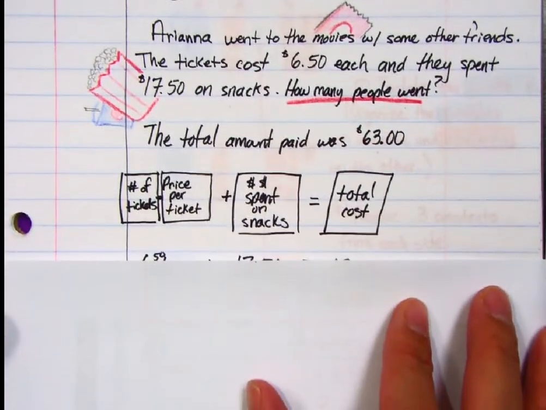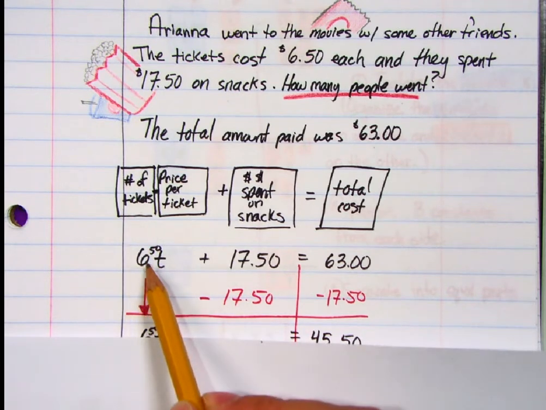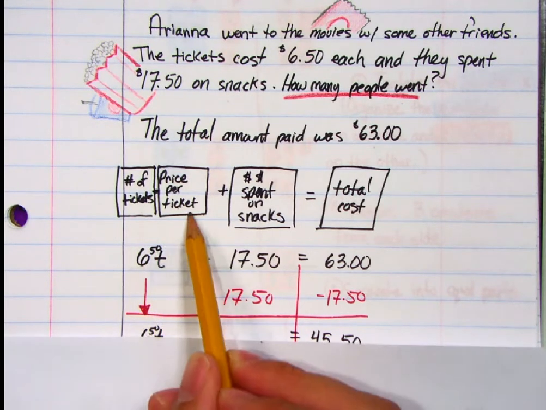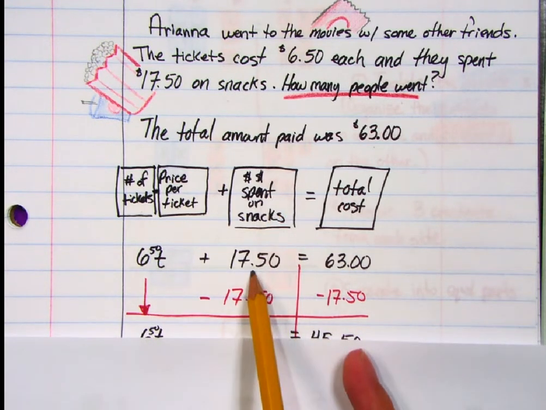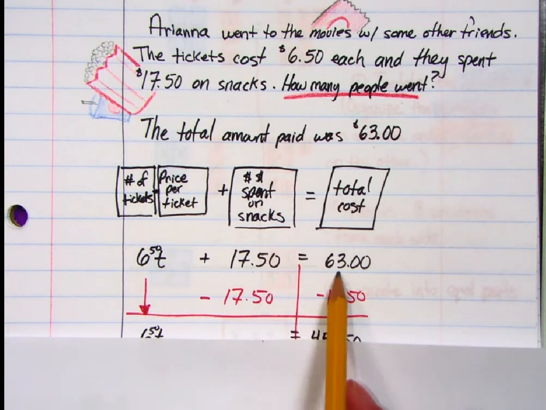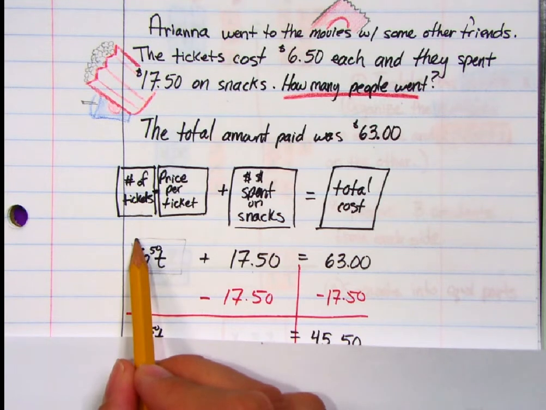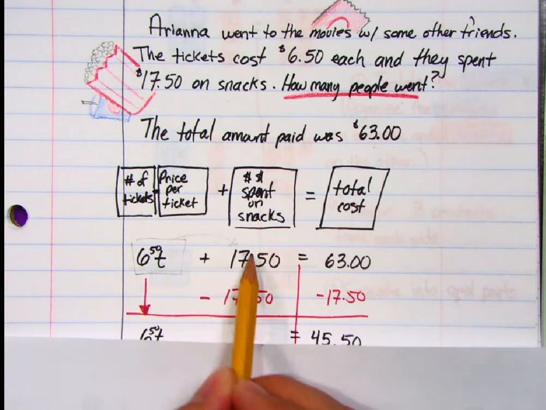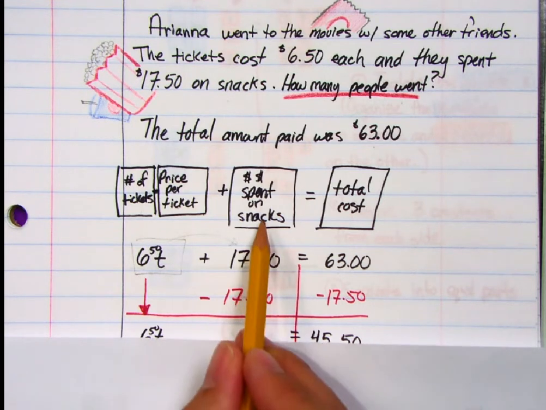All right, so let's take a look. So I've set this up. I said, look, the price of the tickets was $6.50. How many tickets? I don't know, so I used the variable t for now. I also know that I spent $17.50 on snacks, and the total was $63. So what I can do is, right away, I identify my variable term. That's right over here. I look next to it and say, look, I don't know this yet, but I do know for sure that $17.50 was spent on snacks.